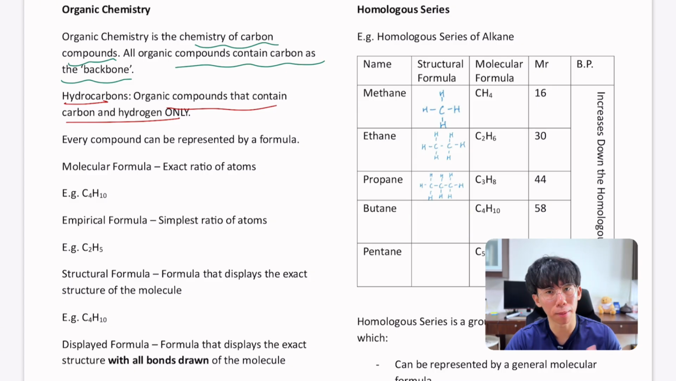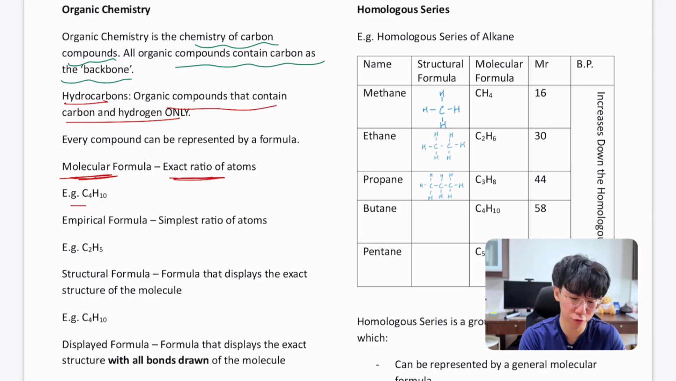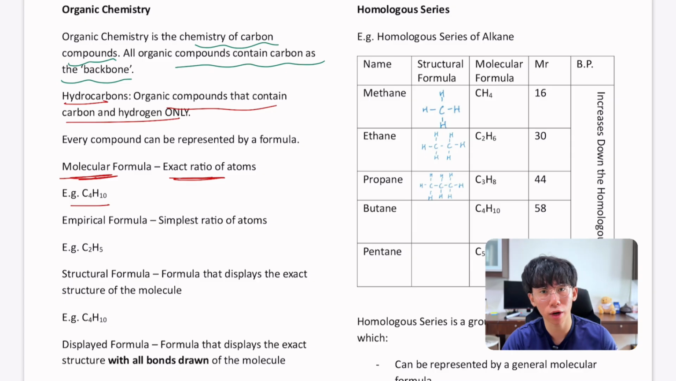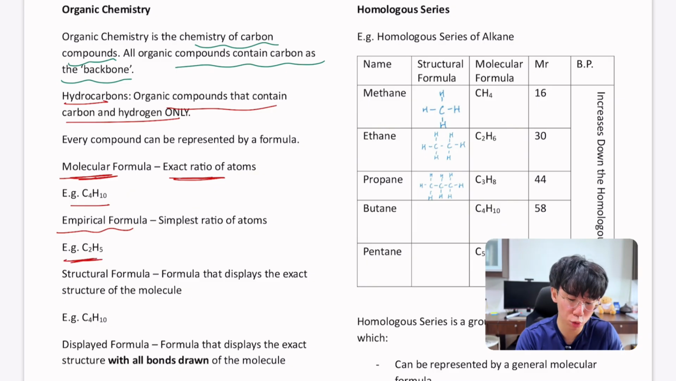Every compound can be represented by a formula. Typically, a molecular formula will give you the exact ratio of your atoms. For example, C4H10, which shows that there are 4 carbons and 10 hydrogens inside this compound. You can also use an empirical formula, but this only gives you the simplest ratio of your atoms, which is C2H5. The molecular formula is C4H10.